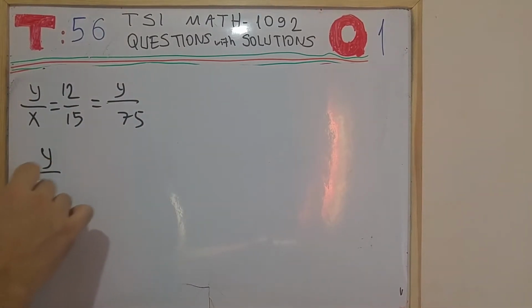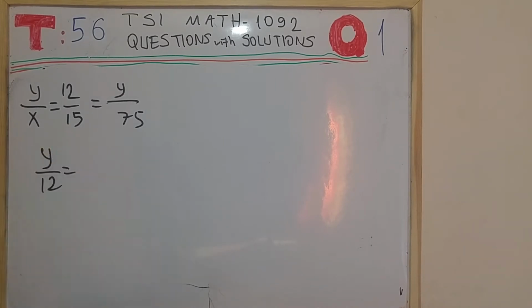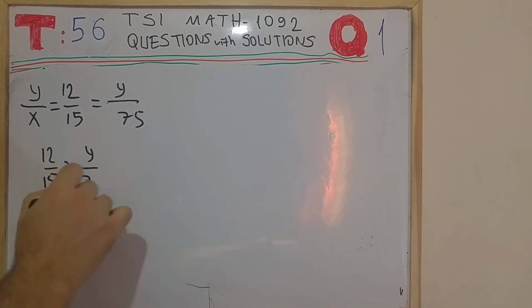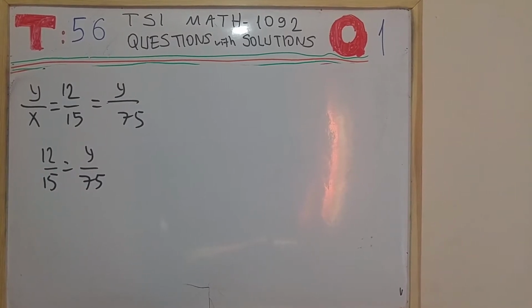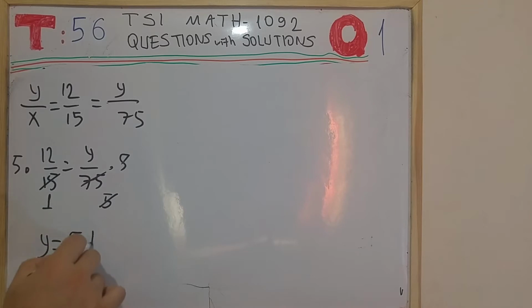So we are supposed to solve this equation. Sorry, let me correct. 12 over 15 is equal to y over 75. When we simplify things here, 15 will become 1 and 75 will become 5. Therefore, when we multiply each side by 5, what we will have will be y, which will be equal to 5 times 12, which is equal to 60.